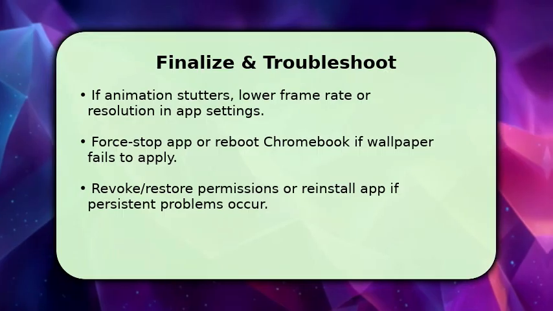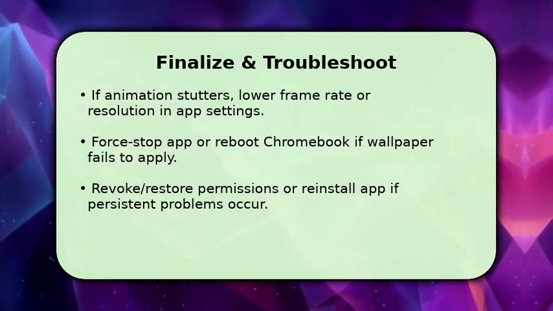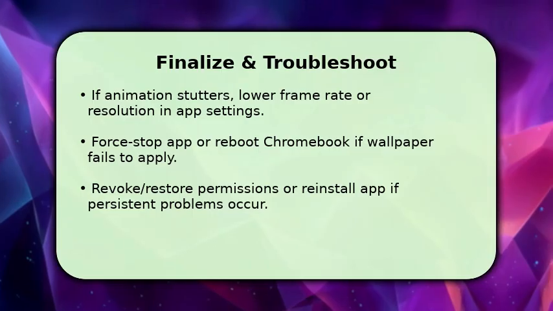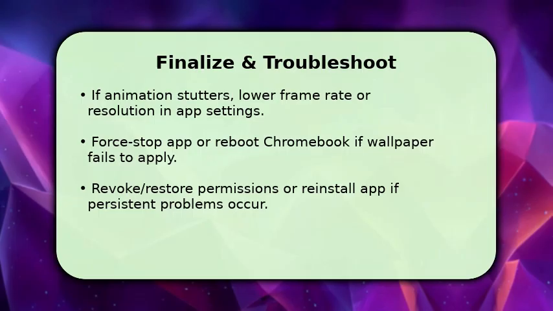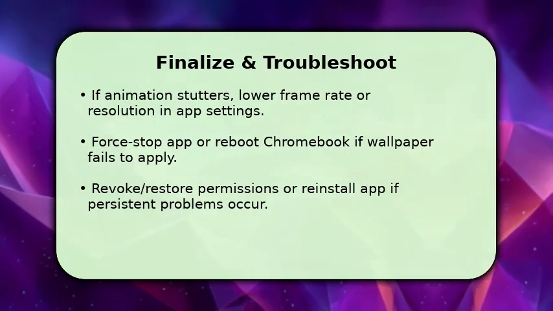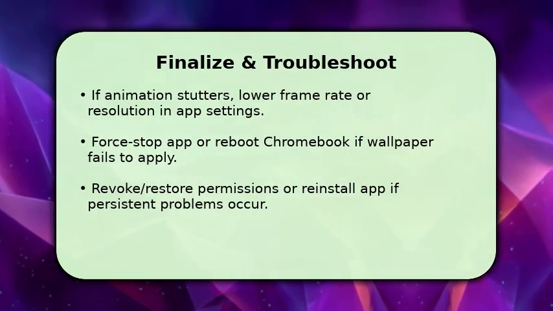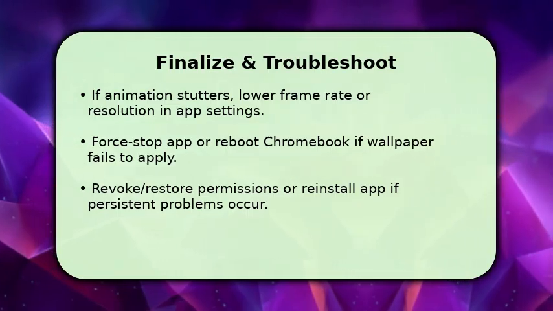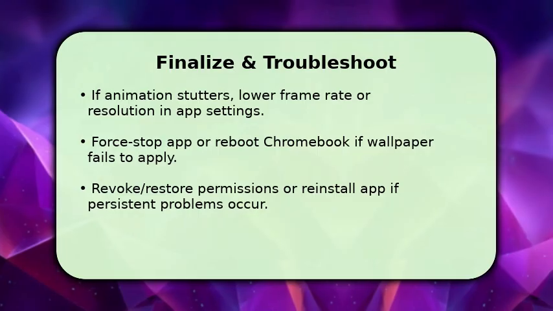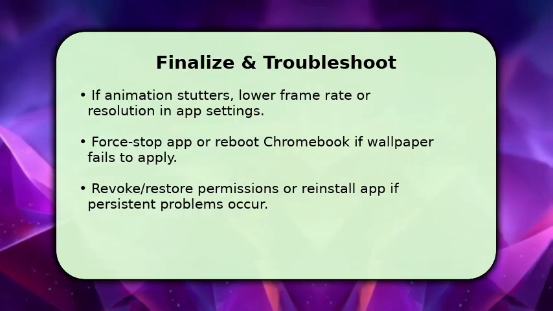If the wallpaper doesn't apply, force stop the app, reboot your Chromebook, then try again. This often clears permission or resource locks. If animations stutter, reduce frame rate or resolution inside the app. As a last resort, revoke and re-grant permissions or uninstall and reinstall. That fixes corrupted installs. Keep one key troubleshooting tip in mind.